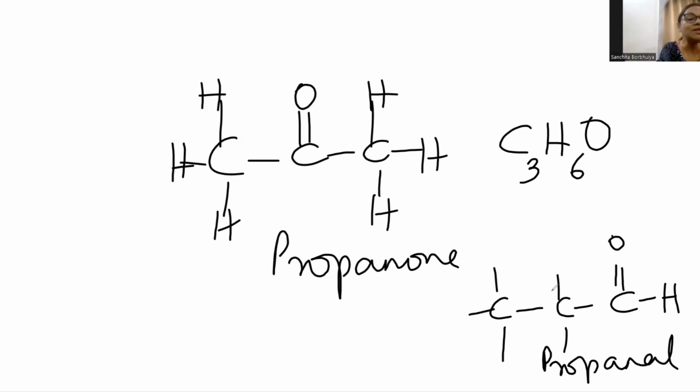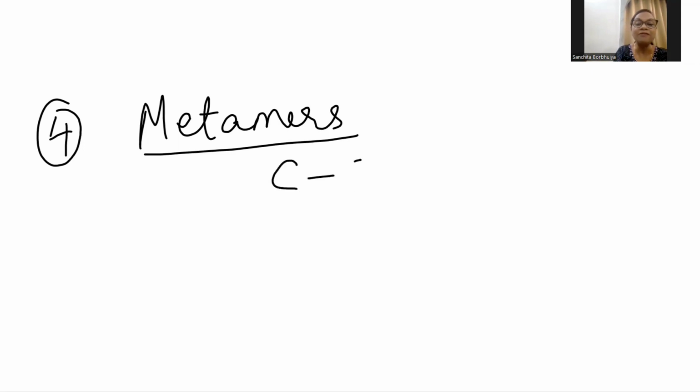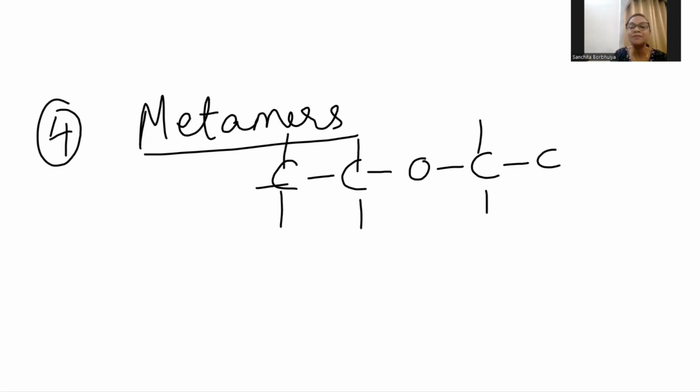And the last one is metamers. Speaking about metamers, we have an ether. I just taught you about an ether. See, I cannot take 2 carbons and show the metamers. I have to take a minimum of 4 carbons and explain to you the metamers. So now I have given you an ether containing 4 carbons. And we are interested in writing the metamer of this, which is ethoxyethane.